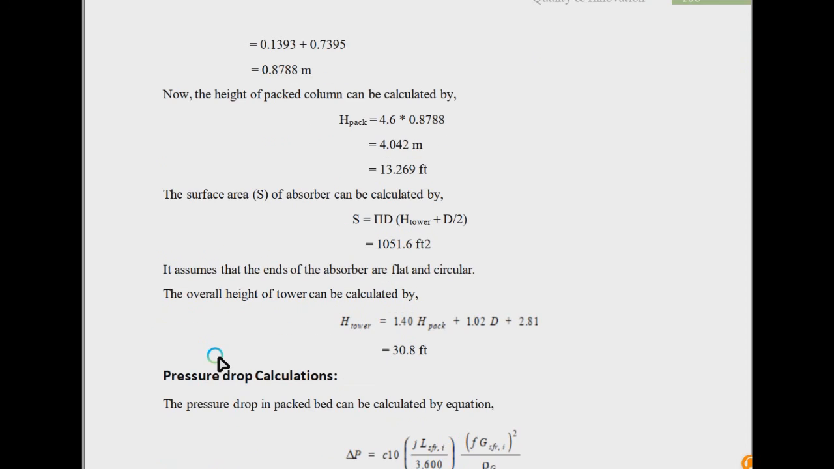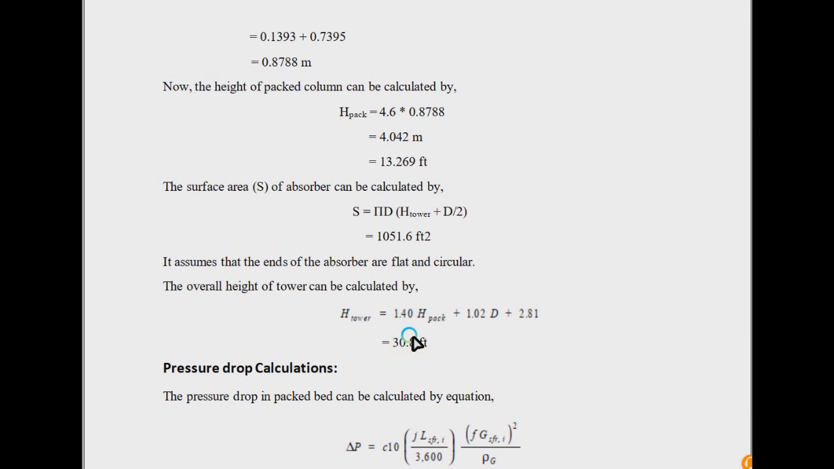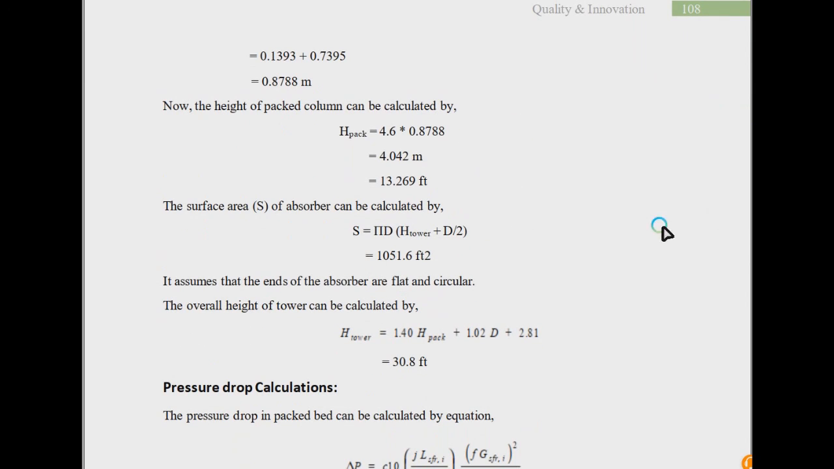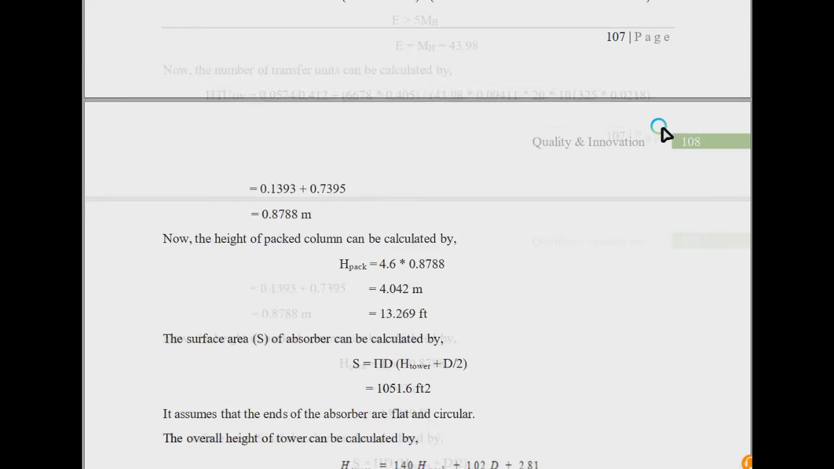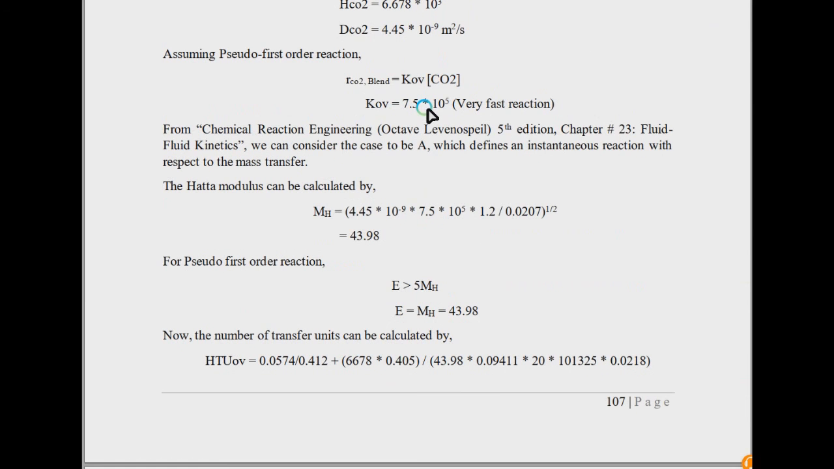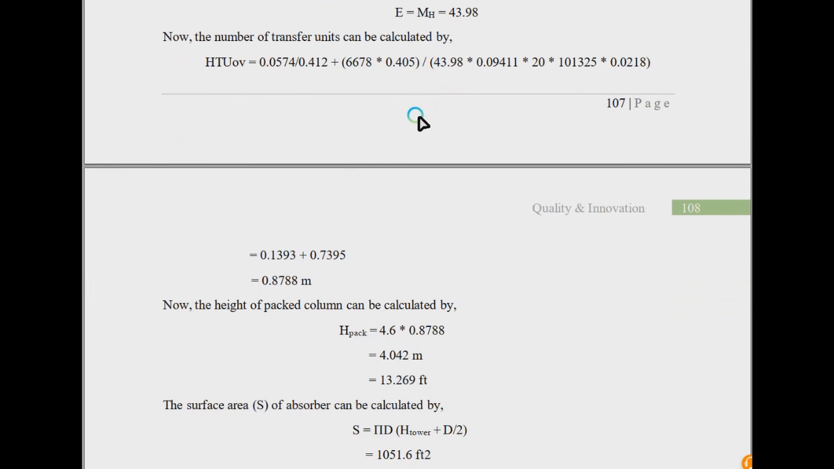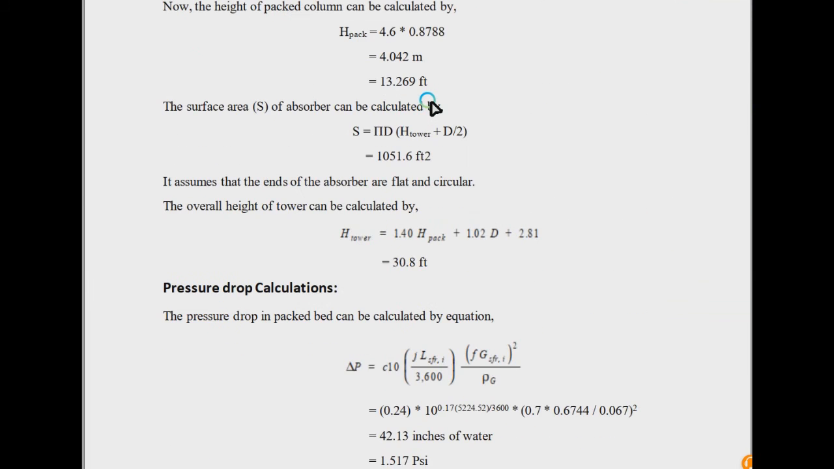So the overall height of tower can be calculated using this relation. This is the actual relation for the overall height of tower: 1.4 times the height of packing plus 1.02 times the diameter plus 2.81, and the height of the overall column comes out to be 30.8 feet. If you get a very large height, for example 100 feet, or more than 50 feet, you have to use a different solvent and reiterate the solution based on the minimum wetting rate analysis, or you have to limit your flow, or use a split flow, or use two columns sometimes. So that is the case.